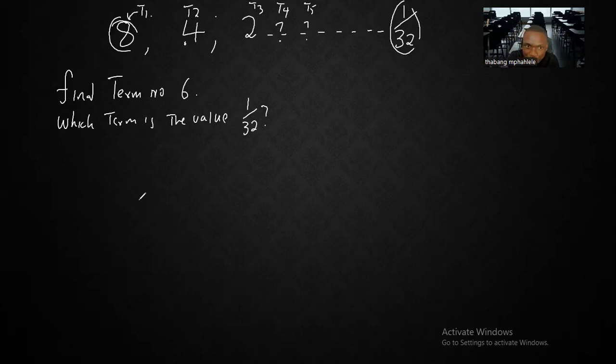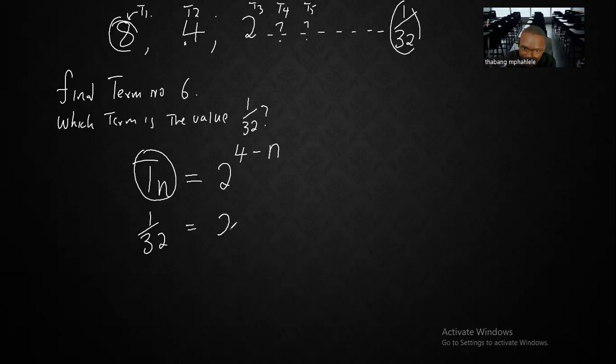So what you do now, you say Tn equals, you use your general term. Hopefully you still remember that our general term is 2 to the exponent 4 minus n. So you use your general term to find on which position it's 1 over 32. So you are looking for n. You come to this Tn, you substitute it with 1 over 32. So you say 1 over 32 equals 2 to the exponent 4 minus n.